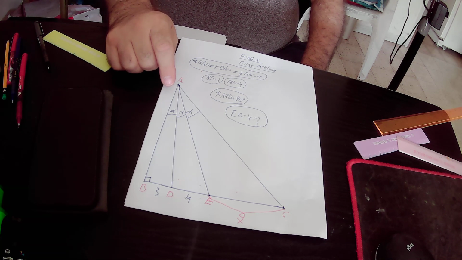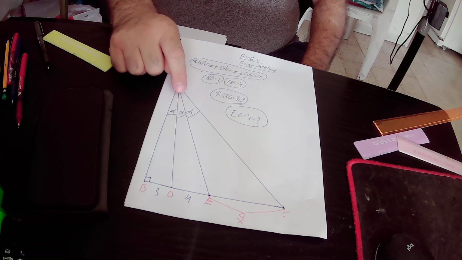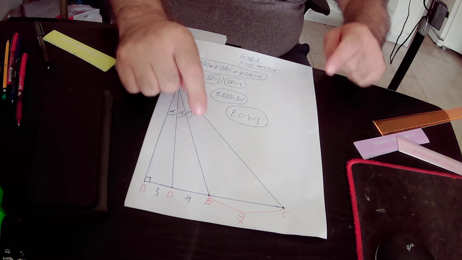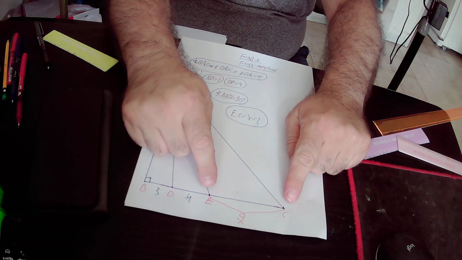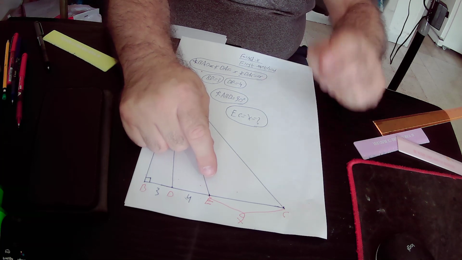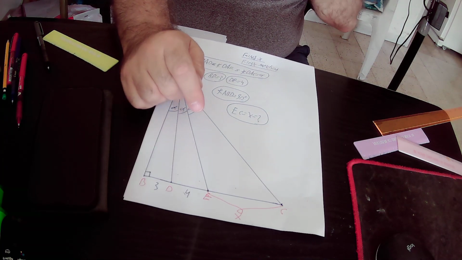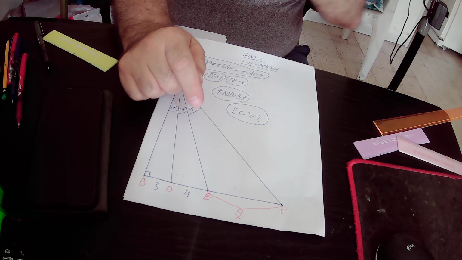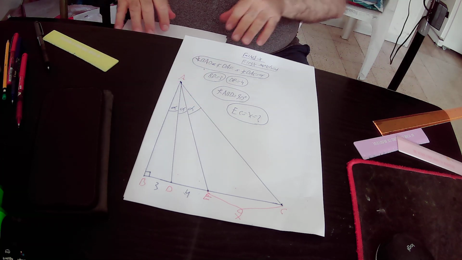And we know that angle BAD equals alpha, angle ADE also equals alpha, and angle EAC equals alpha also. And we want to find out the value of EC that equals x. Okay, so first of all I will present to you a new theorem, the angle bisector theorem.